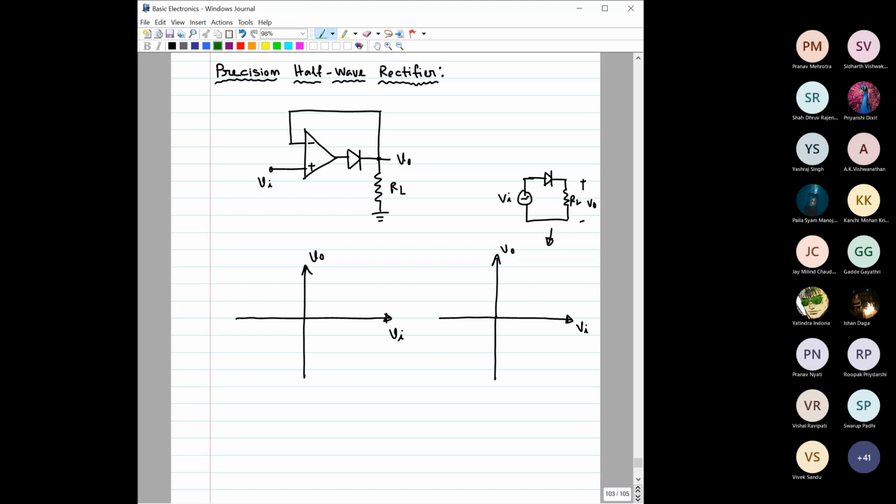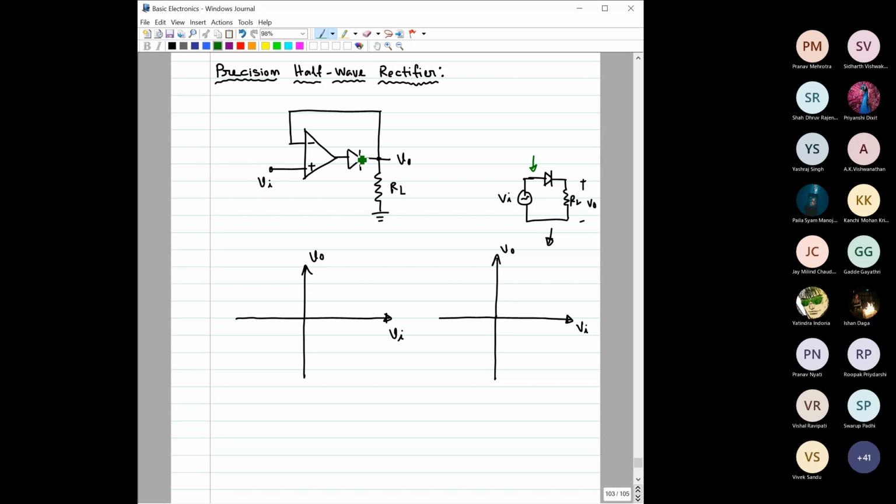Which is the precision half wave rectifier. So this precision half wave rectifier basically does the job of a half wave rectifier. This is the half wave rectifier that we have studied earlier, right? One sinusoidal signal applied here, the positive half goes through and gives an output, and for the negative half you will not get any output, right? But here this is called the precision half wave rectifier.